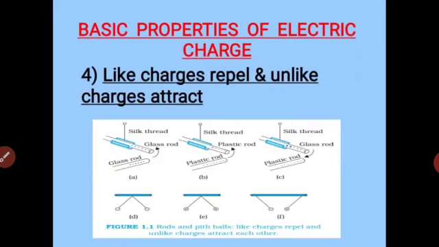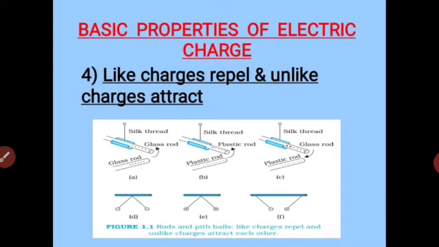The fourth property is that like charges repel while unlike charges attract. This is a very basic property that we see in many examples. Refer to figure 1.11 shown below. This is taken from the NCERT textbook. Here, the first diagram A shows a glass rod hung from a silk thread and the glass rod has a positive charge. When we bring another rod with positive charge near it, there will be repulsion between the two because like charges repel each other.